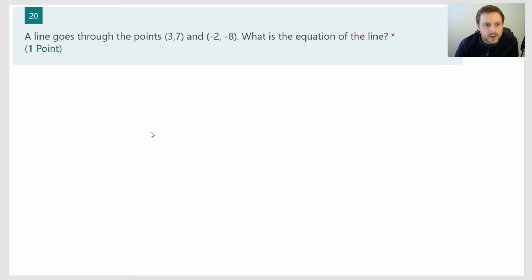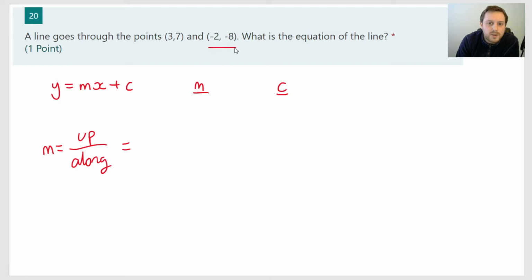Right, last one. Half an hour in, so I'll try to do this quickly. So what we want is we want y equals mx plus c. We want to know what m is. We want to know what c is. So for m, I'm going to do up over along.